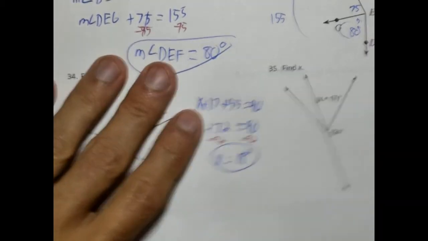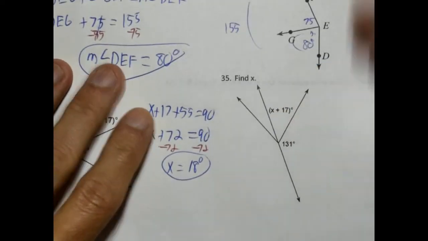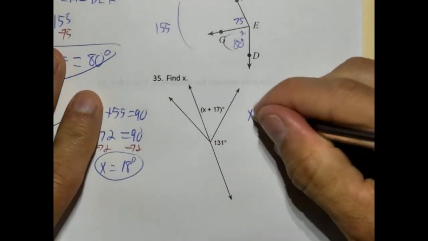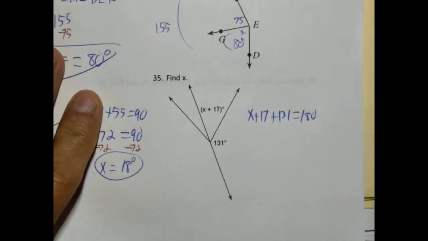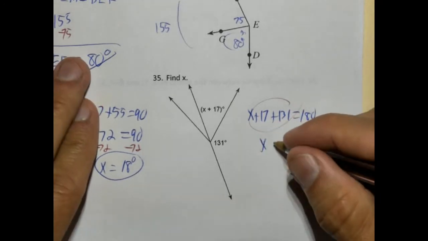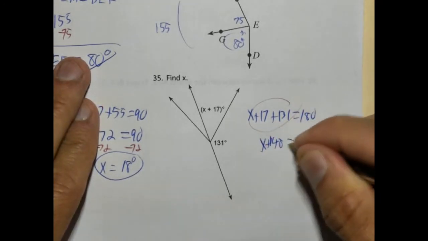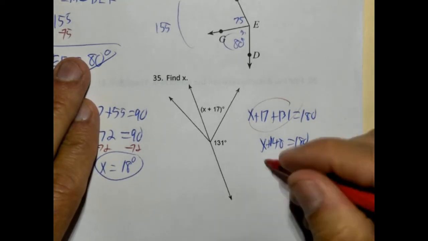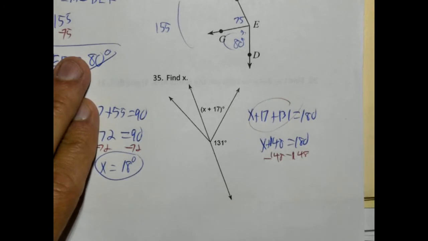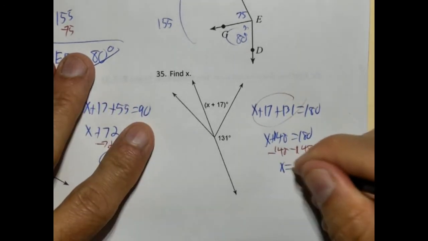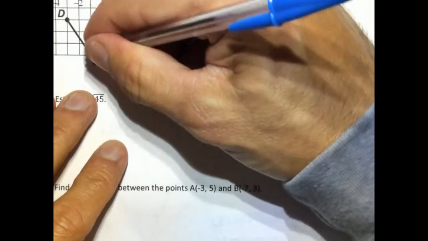And here we know this is a linear pair. It's a straight angle, so they have to add up to 180 degrees. So x plus 17 plus 131 equals 180 degrees. Solve this algebraically. 17 plus 131 is going to be 148 degrees. And we're going to subtract that from both sides. So 180 minus 148 should equal 32 degrees. I hope these are all right. I'm doing these really quickly. Yeah, they're right. It'll work out just fine.